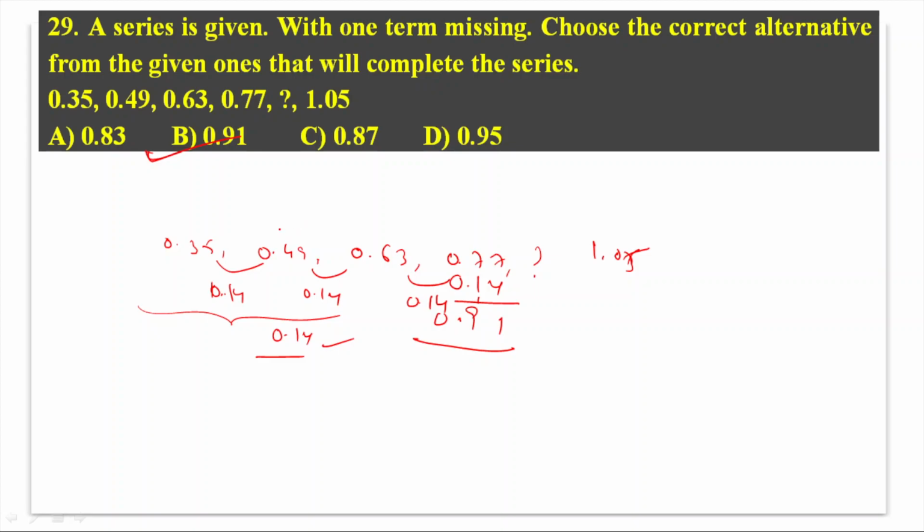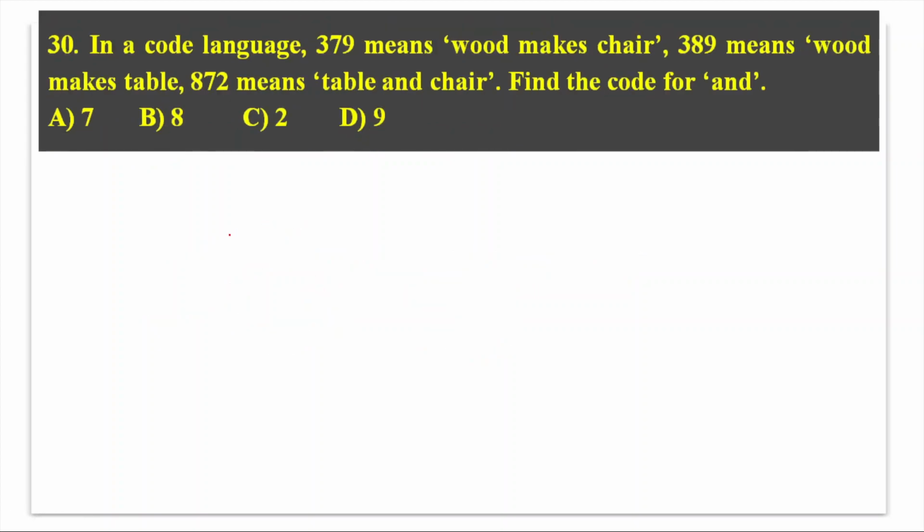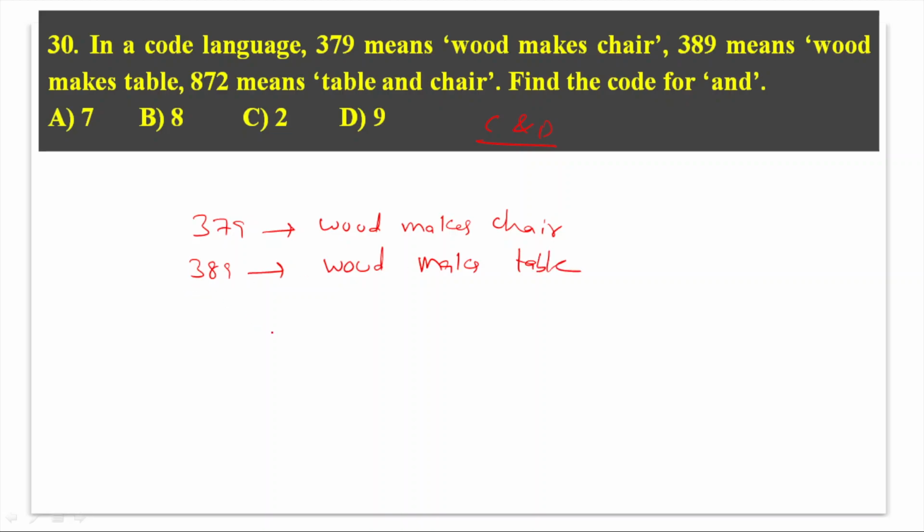Let us move to the next question. Okay, here is the next question. This comes under the coding and decoding topic. What he gave in the question: 379 is coded as wood makes chair. Next, 389 is coded as wood makes table. Next, what he is asking in the question: 872 is coded as table and chair.